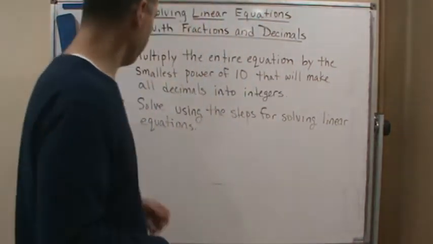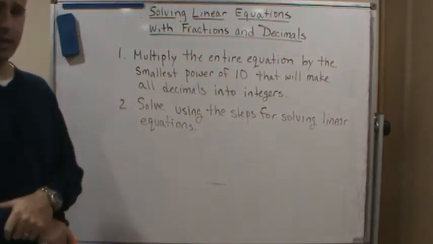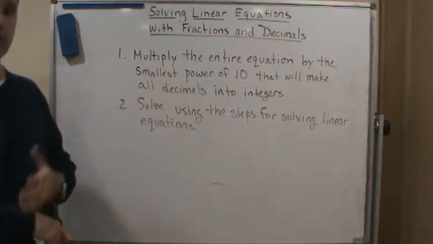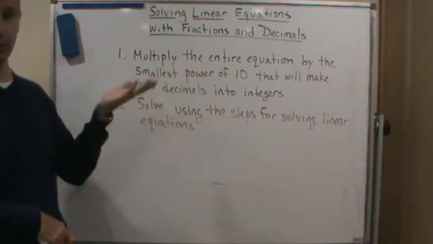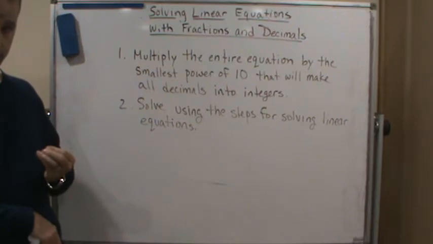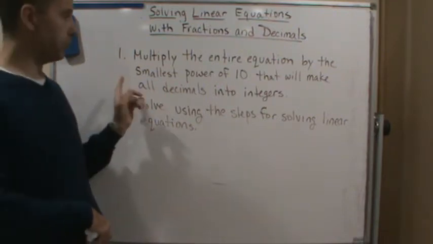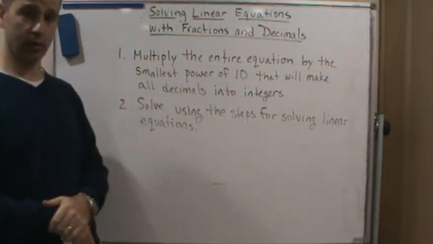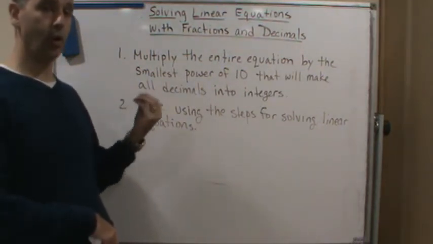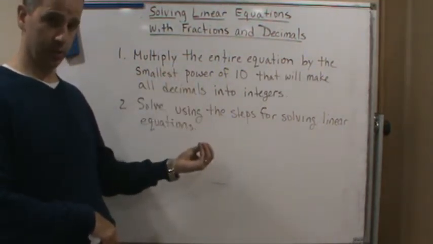Okay, so to work with decimals, if you have decimals in your linear equation, to solve them, you want to get rid of the decimals. That's really the easiest way. The simplest way to get rid of the decimals is to multiply the entire equation by the smallest power of 10 that will make all of the decimals into integers.